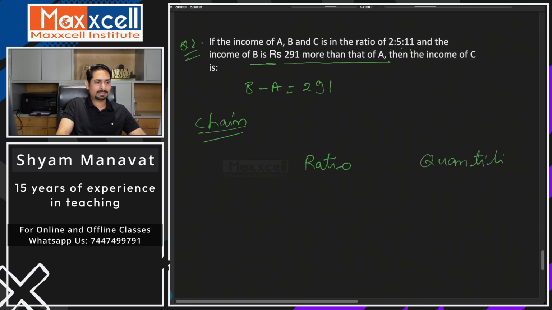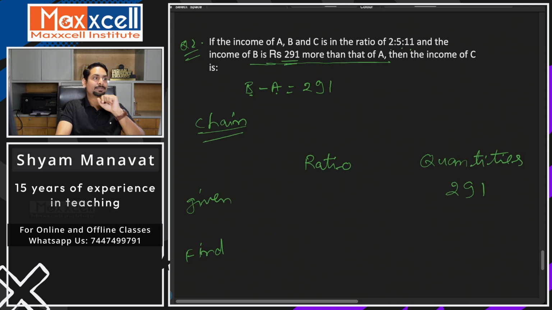You don't have to do this in the exam. I am just doing it so that you understand. Look at what is given to you and then look at what you need to find out. What is given to you? The actual value is 291. What is 291? The difference of B and A. What is the difference of B and A in the ratio? In the ratio, B is 5, A is 2. The difference of 5 and 2 is 3.